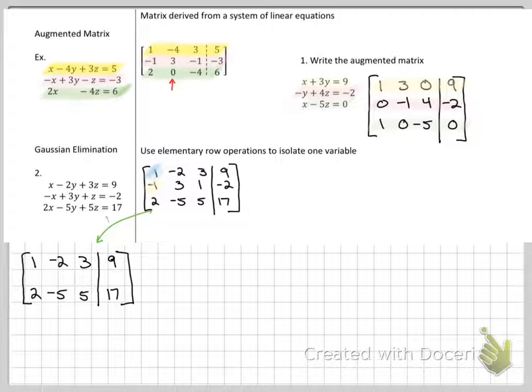The first thing I'm going to do is take row 2 and add it to row 1. Because then clearly I'm going to get 0 here. Row 2 plus row 1. So now we're good for our stair step. We've got the 1 here. This is a 0. Do you remember what we do next?